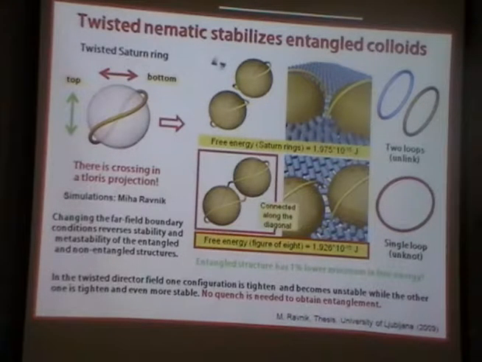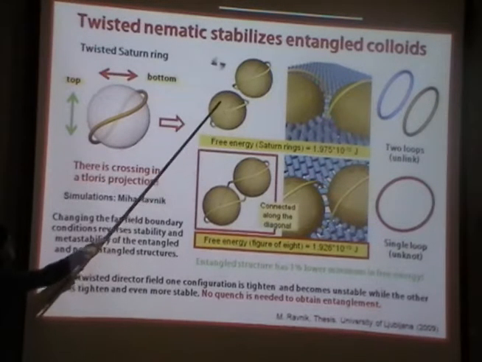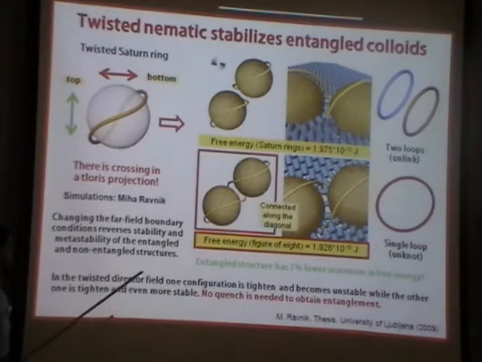So what was then confirmed also by numerical simulations was that changing the boundary conditions of the particles, from homogeneous to non-homogeneous, or to a twisted environment, actually reverses the stability and metastability of separated and entangled structures. So you can see that if you connect these two loops, which are now separated one next to each other, it's energetically more favorable to get connected into a longer loop. So it goes also by connecting the particles. And it's not a big difference in energy, okay, but still, it happens relatively easily, also in experiments. And as I said, in this case you don't need to change the phase, to go from the nematic to the isotropic phase, but you can do this just by a small mechanical or optical disturbance of defects.